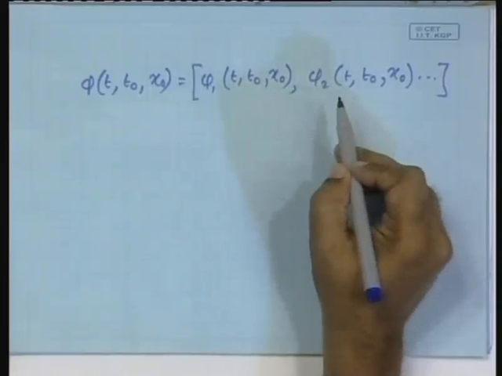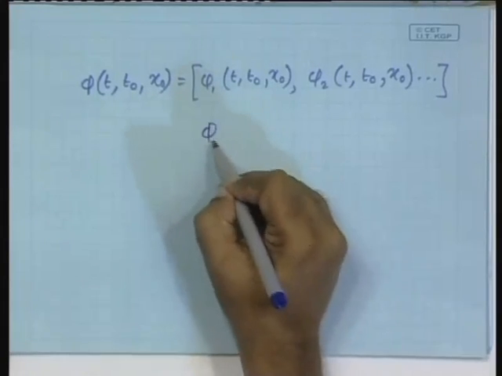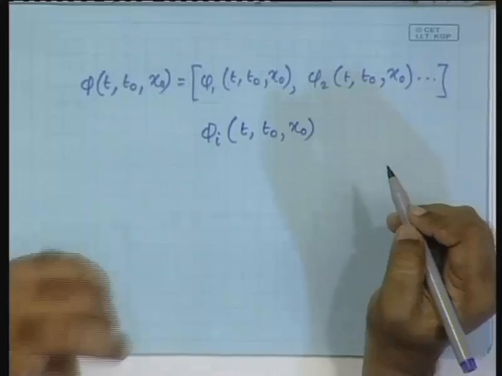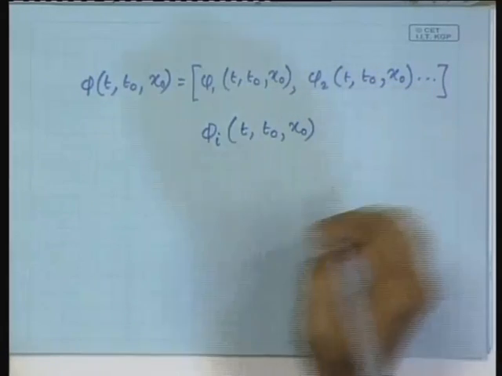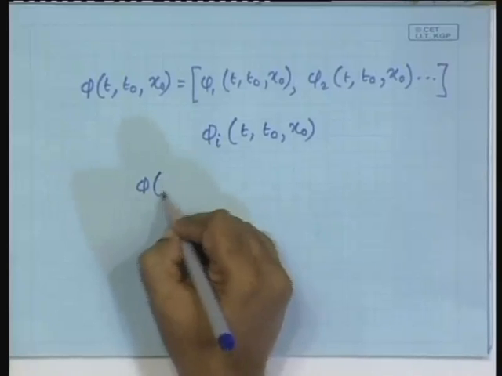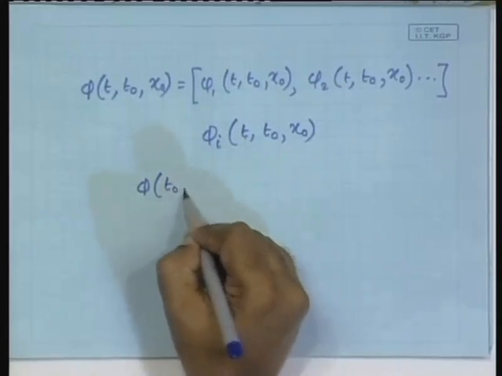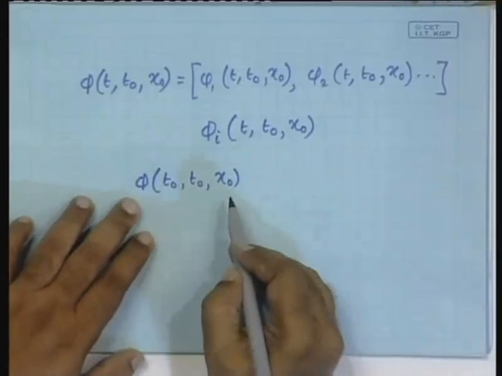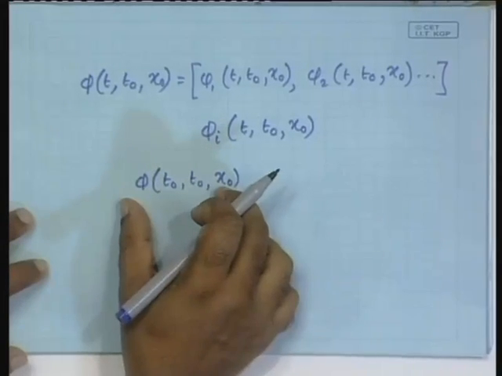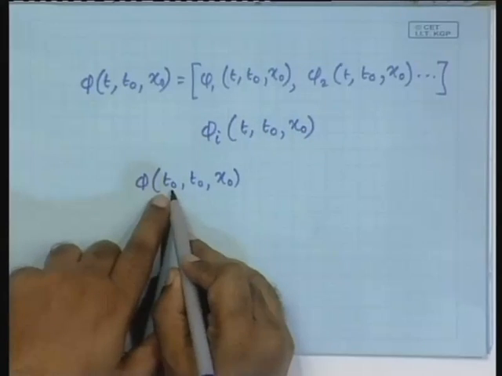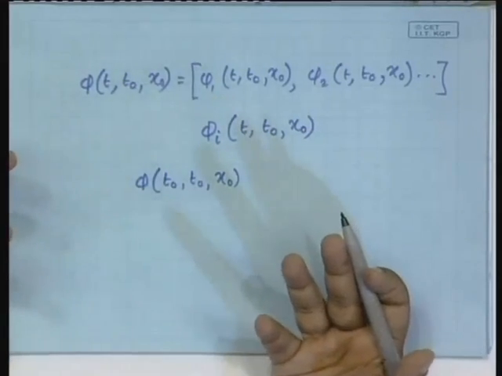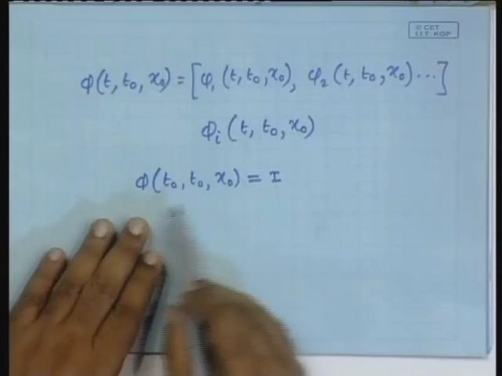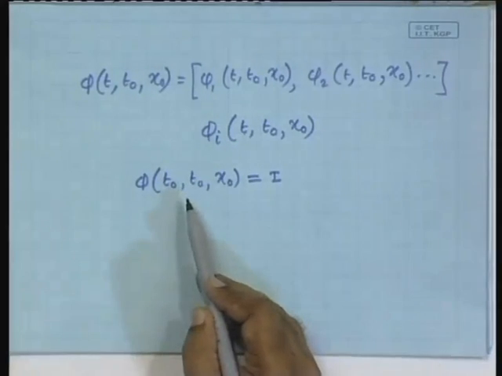Now, out of these possible solutions, or possible phi i of t, t naught, x naught, there is only one that satisfies the condition that phi, substituting t naught in place of t, t naught, x naught, what should you get? This is the final condition, equal to this times the initial condition, and here the final time is the initial time. So, this fellow must be the identity matrix. So, this is I. There is only one out of these that satisfies this condition, and this matrix is called the state transition matrix.